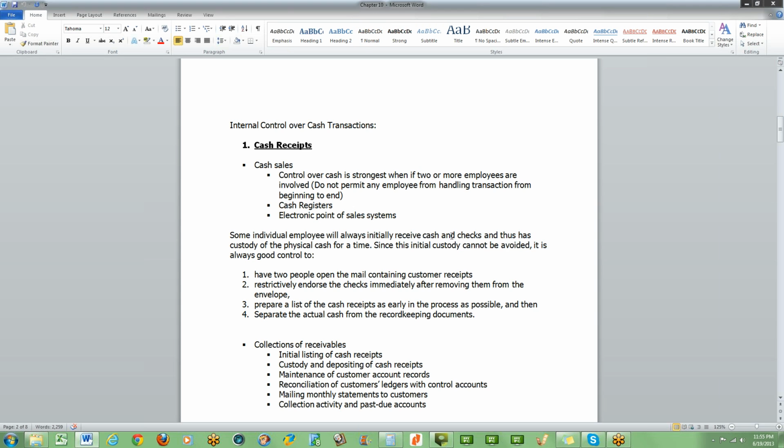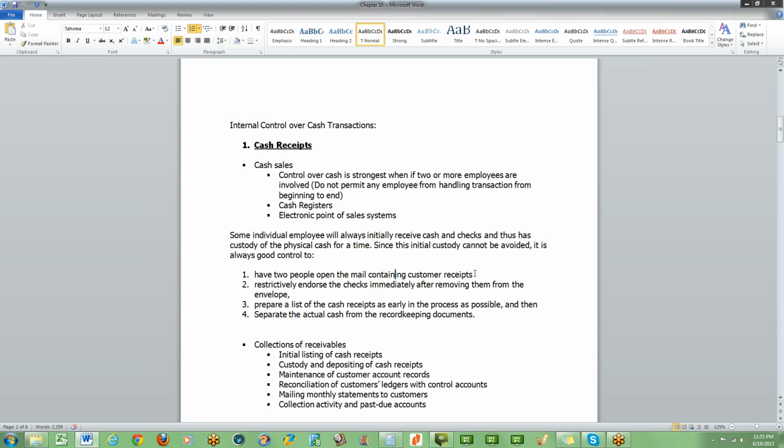Some employees receive cash and checks, and they have the initial custody. So it is a good control, because once they receive the cash, they are in control of the cash. So it's a good control to have two people for segregation of duties. Restrictive endorsement of the checks before you mail it, list of cash receipts, and then separate actual cash from record-keeping documents. Okay, now let's talk about this.